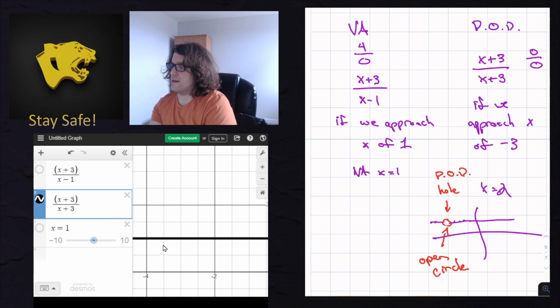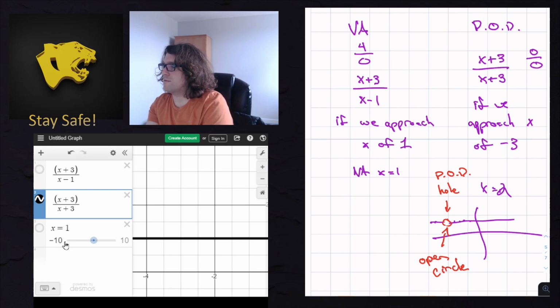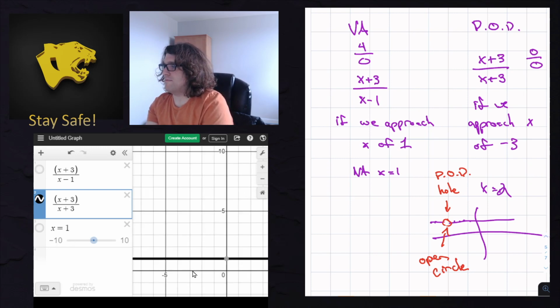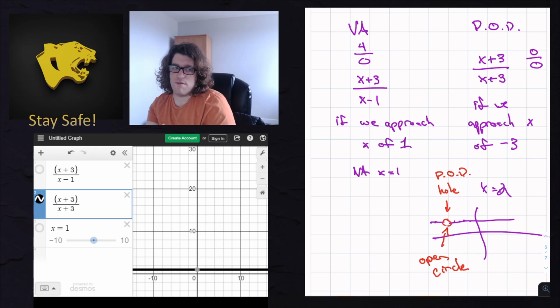But because of that behavior, it is a little bit weird. I suppose they could just make the undefined spot and then superimpose it on top and have it cover what was underneath. But that's a little bit weird too. So anyway, that's what's going on in the case of a vertical asymptote or a point of discontinuity.